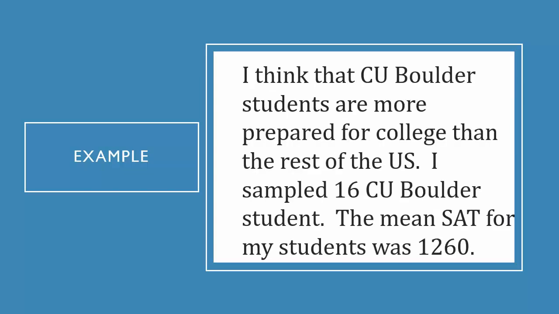So let's do this with CU Boulder students. Let's say the opposite way. Let's say I think that CU Boulder students are more prepared for college than the rest of the United States. So I sample 16 CU Boulder students. My N is 16. The mean that I got for these CU Boulder students just in my sample was 1260.